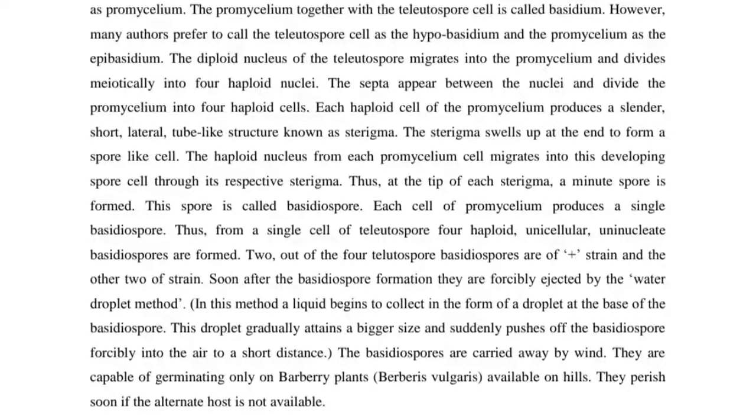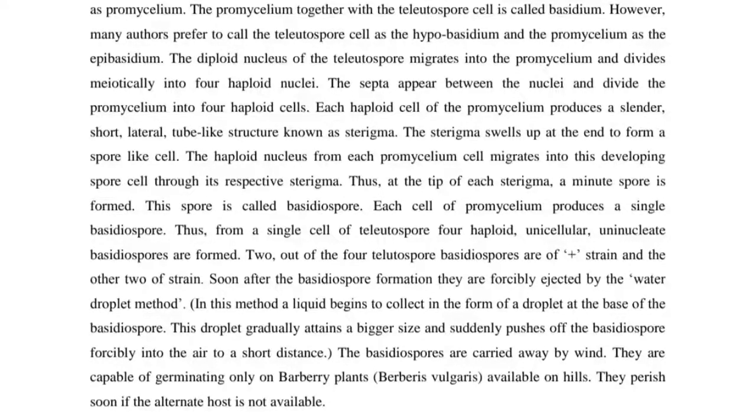Each haploid cell of the promycelium produces a slender, short, lateral, tube-like structure known as sterigma. The sterigma swells up at the end to form a spore-like cell. The haploid nucleus from each promycelium cell migrates into this developing spore cell through its respective sterigma. Thus, at the tip of each sterigma, a minute spore is formed. This spore is called basidiospore. Each cell of the promycelium produces a single basidiospore. Thus, from a single teliospore, 4 haploid, unicellular, uninucleate basidiospores are formed.